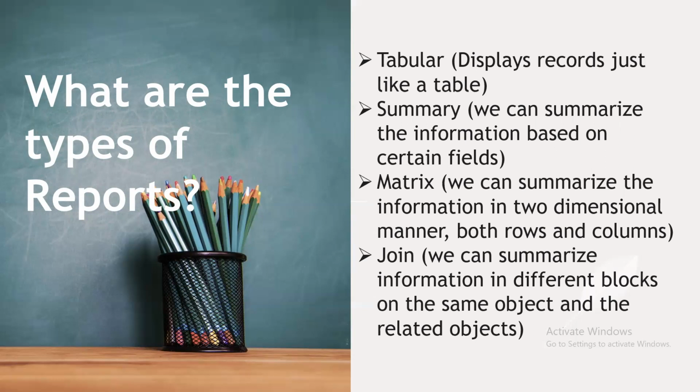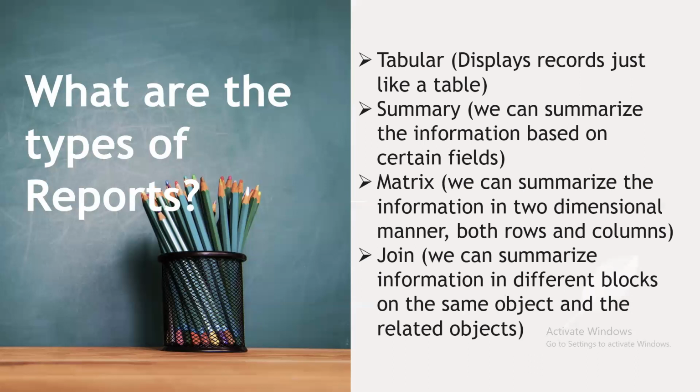While coming to the matrix report, what do we do in a matrix report? We can summarize the information in a two-dimensional manner, both rows and columns. While in summary reports, we can summarize the field in only one way. We can use only one field for grouping, right? While in the matrix view, we can perform summarization both ways, rows and columns.